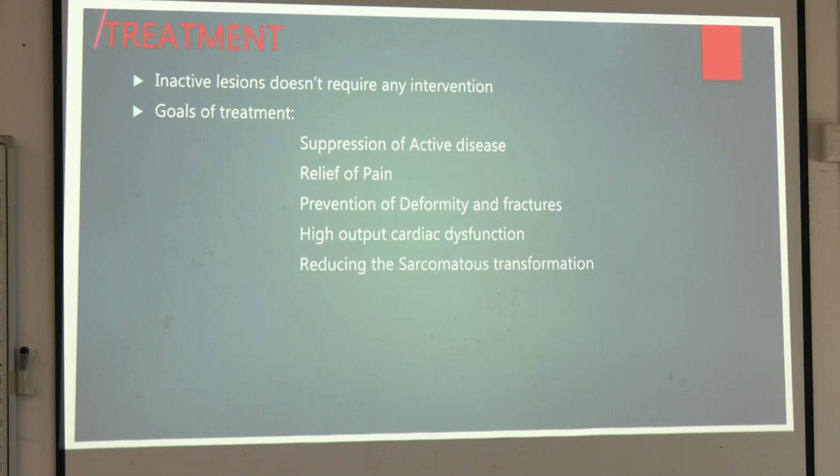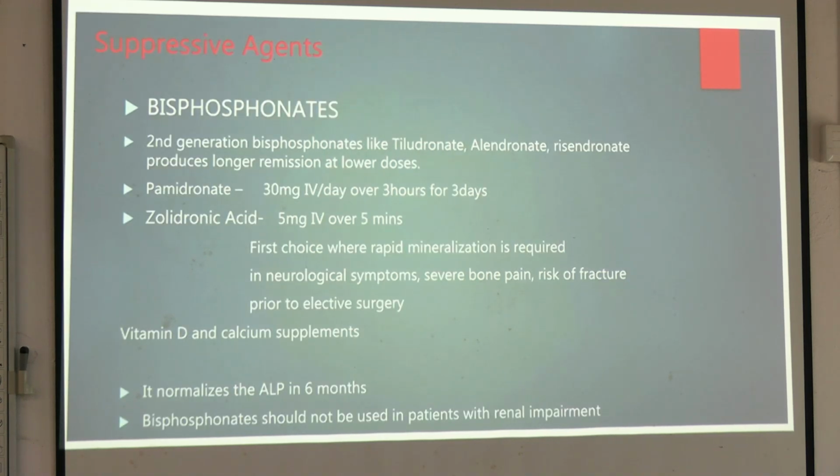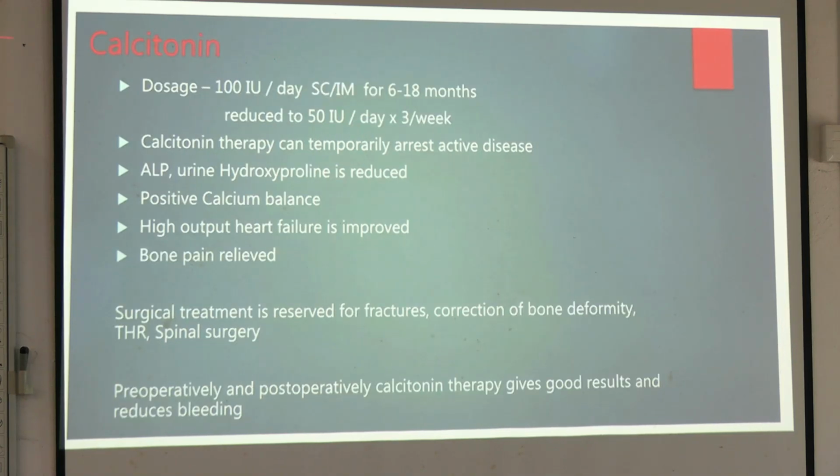First and foremost, you have to relieve the pain and you have to inactivate the disease. It doesn't have a cure, so you have to give him bisphosphonates. Then you can give him vitamin D and calcium supplements, and you have to monitor his ALP levels. As I told you, alkaline phosphatase levels help you in showing the progression of the disease. Next, you can also give him calcitonin. Calcitonin is also given. These are the dosages. If you are curious to know, please go through them.